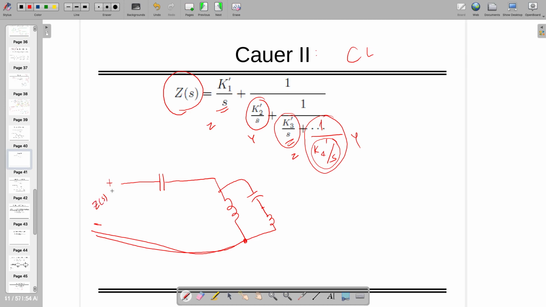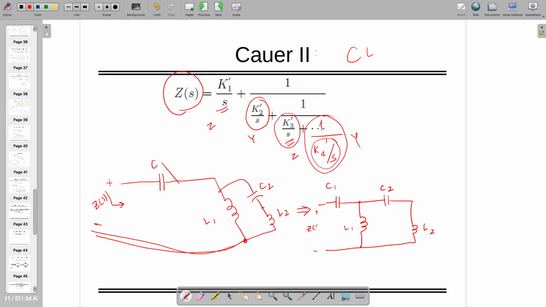So if you are looking into this system, the driving point function is this capacitor in shunt with this one, and inside you can see the rest of the things, right? So if I redraw this, it looks like this one. Let's call these C1, L1, C2, L2. So C1, L1, C2 and L2. Right? Okay. And if you have a doubt, you can ask me.